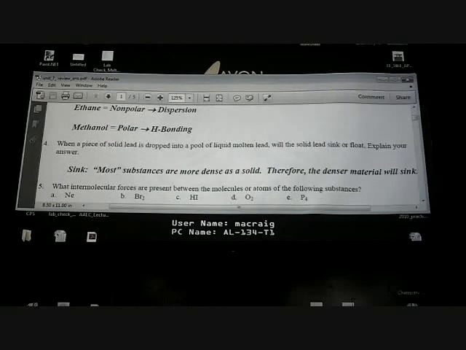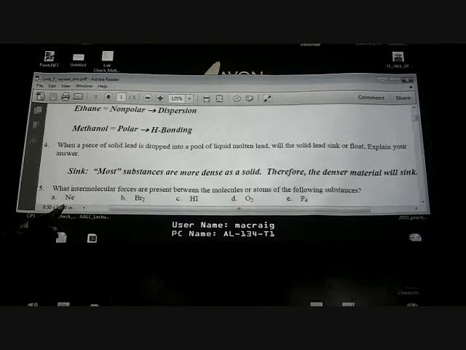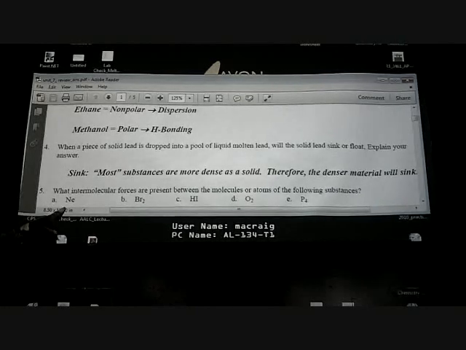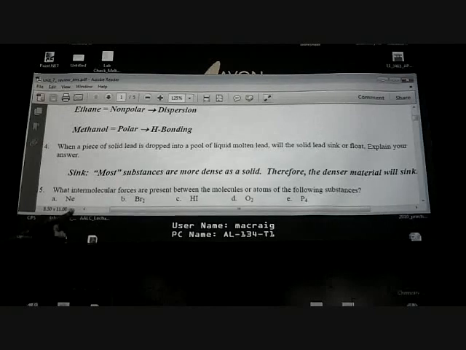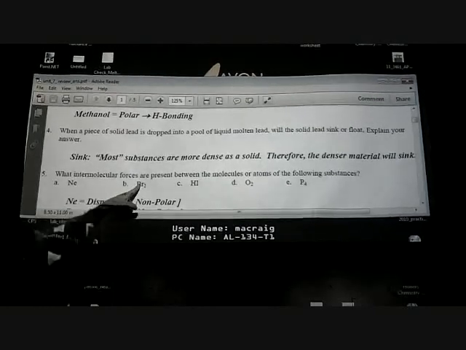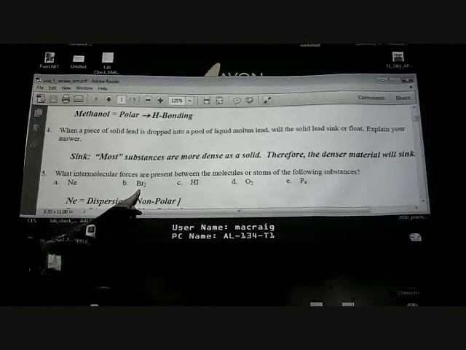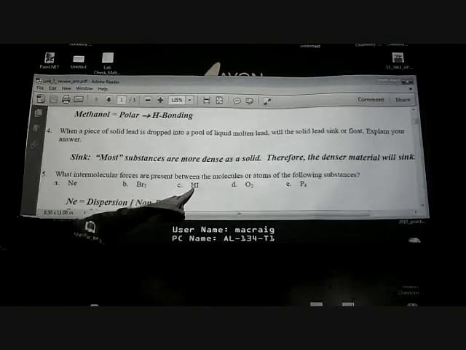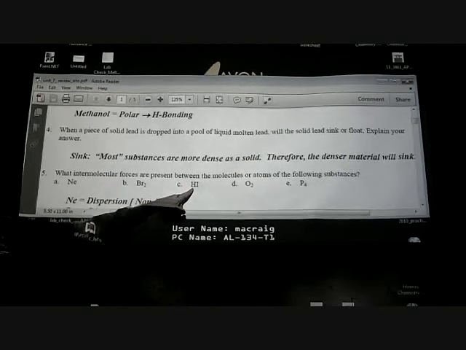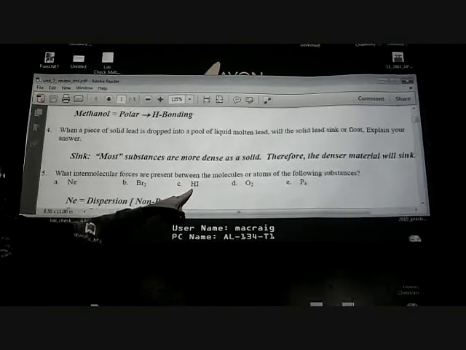All right, number 5. What intermolecular forces are present between the molecules or atoms in the following substances? With neon. Dispersion. All noble gases, dispersion. That's in your notes. Bromine. It's a nonpolar compound. So what? Dispersion. HI. That's a polar compound. Dipole. Very good. Not hydrogen bonding because there's no NOF. No nitrogen, oxygen, or fluorine.